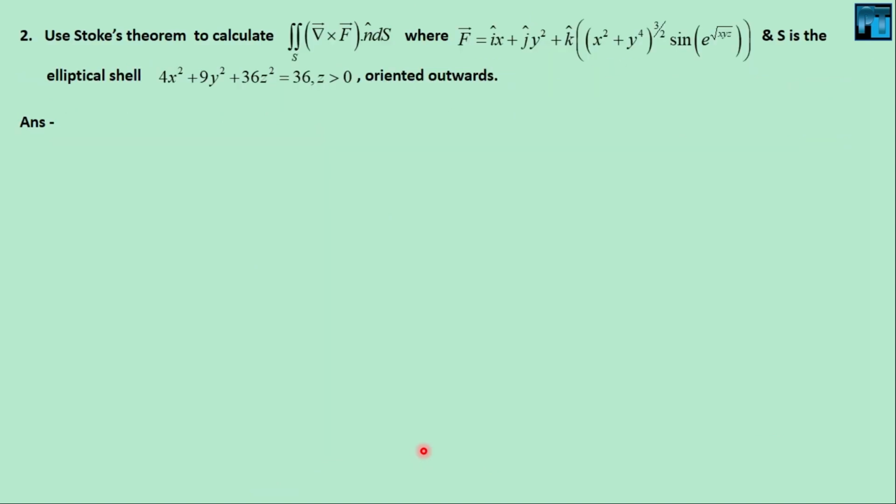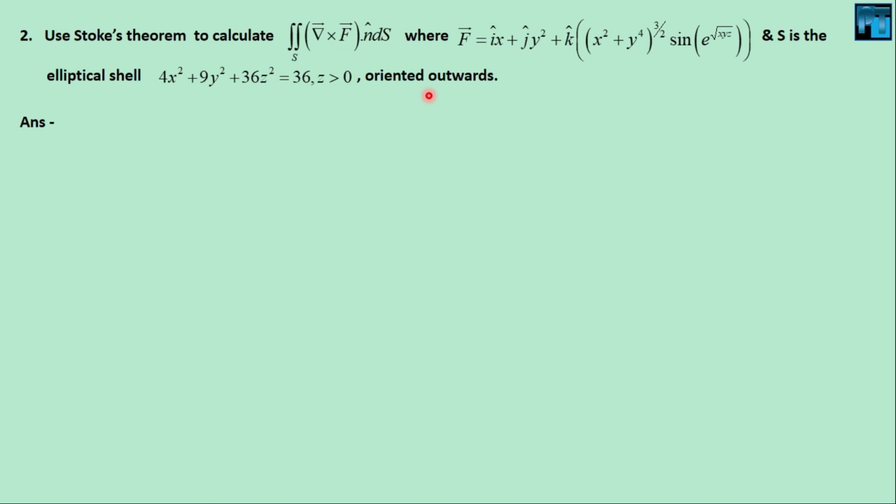Now let's proceed to our second problem. Same here, del cross F. This time we have del cross F dot n cap dS. Remember the n cap in Stokes' theorem? That n cap and this n cap are the same. F is given in a rather hard format. S is also given, and z greater than 0, oriented outwards, means counterclockwise or positive.